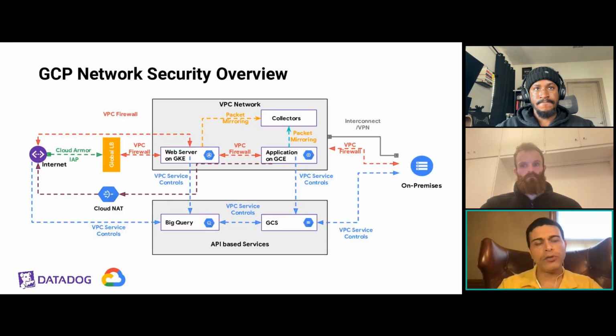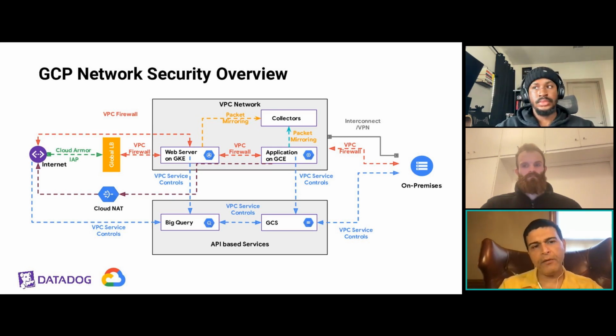So this is where I wanted to talk about the overall approach to securing services inside Google Cloud. So what do I have here? In the middle, I have a VPC. And inside that VPC, let's say I have a GCE application, I have a GKE service. Under that, I have the API-based services. Let's say in this case, I have GCS, I have BigQuery, or any other API-based services. Left side is internet, and right side is your on-premises location. So let's talk about how we secure all flows of traffic.